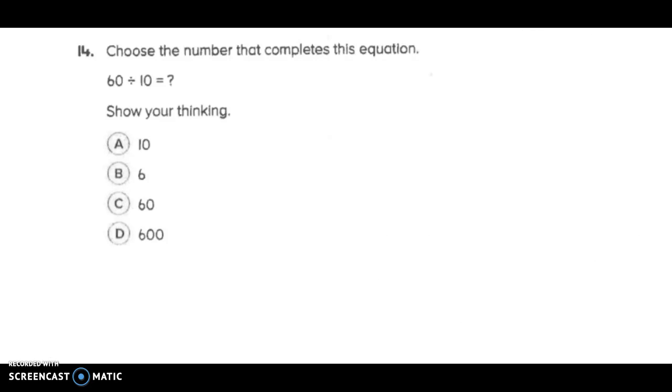Number 14. Choose the number that completes this equation. 60 divided by 10 equals what? Show your thinking. A. 10. B. 6. C. 60. D. 600.